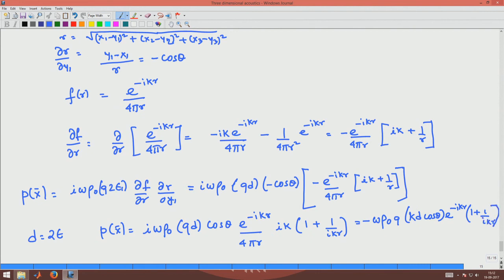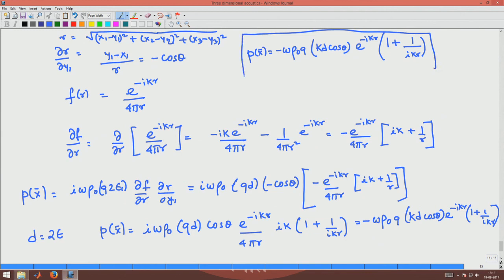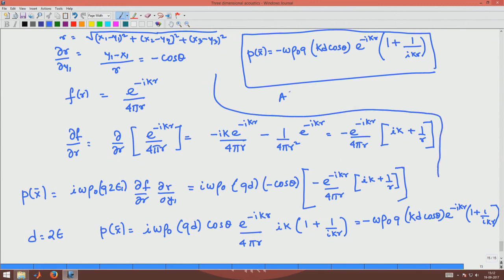Okay. So, this is my final expression for pressure at any point on the dipole, which is given by minus omega rho 0 q k d cos theta into e to the power minus i k r, 1 plus 1 by i k r. Okay. Please note at theta equals 90, we have pressure equals 0.